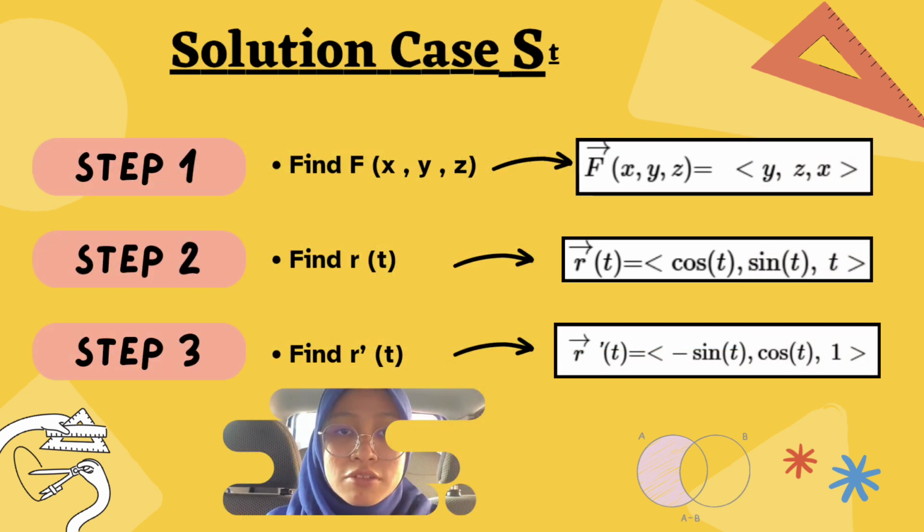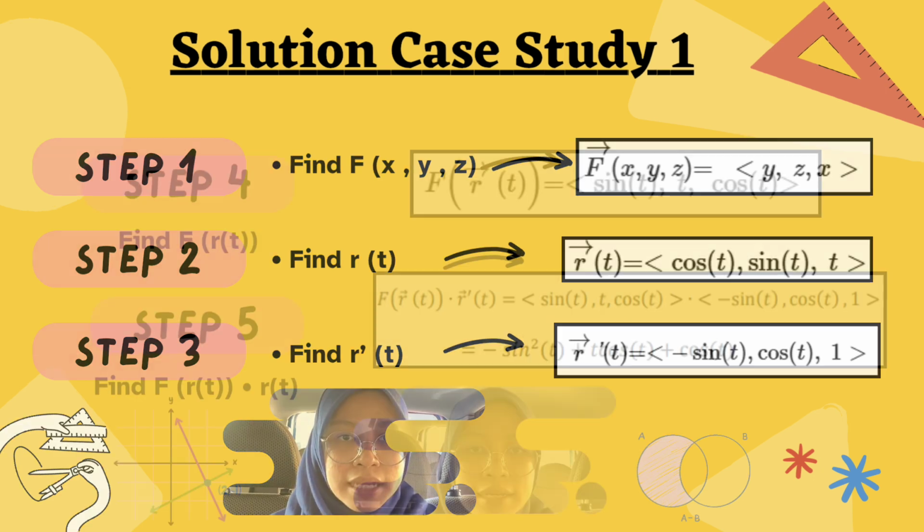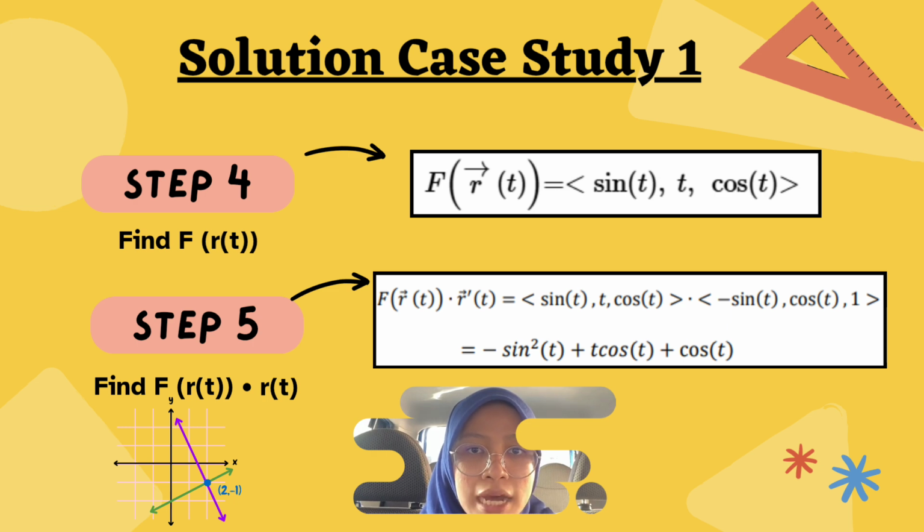Now moving to the manual calculation. Step 1. Identify the force field, where F(x,y,z) equals yi plus zj plus xk. Step 2. Define the parametric spiral path, r(t) equals cos t i plus sin t j plus t k. Step 3. Find the derivative of the path, where r prime t equals negative sin t i plus cos t j plus k. Step 4. Substitute r(t) into the force field, where F(r(t)) equals sin t i plus t j plus cos t k.